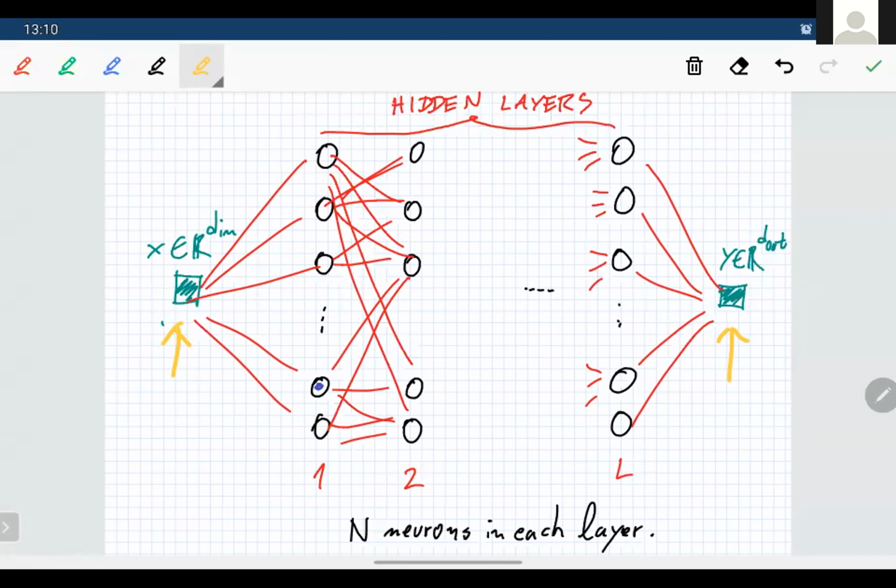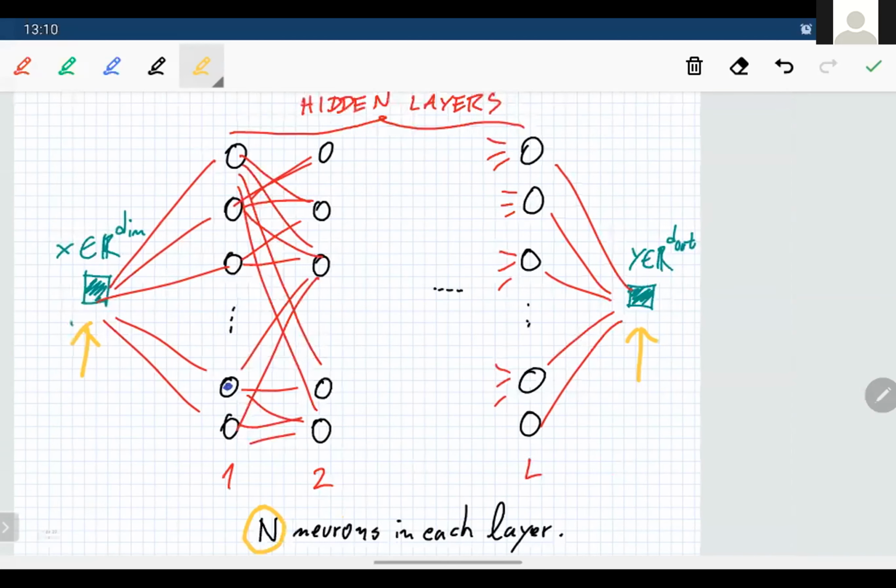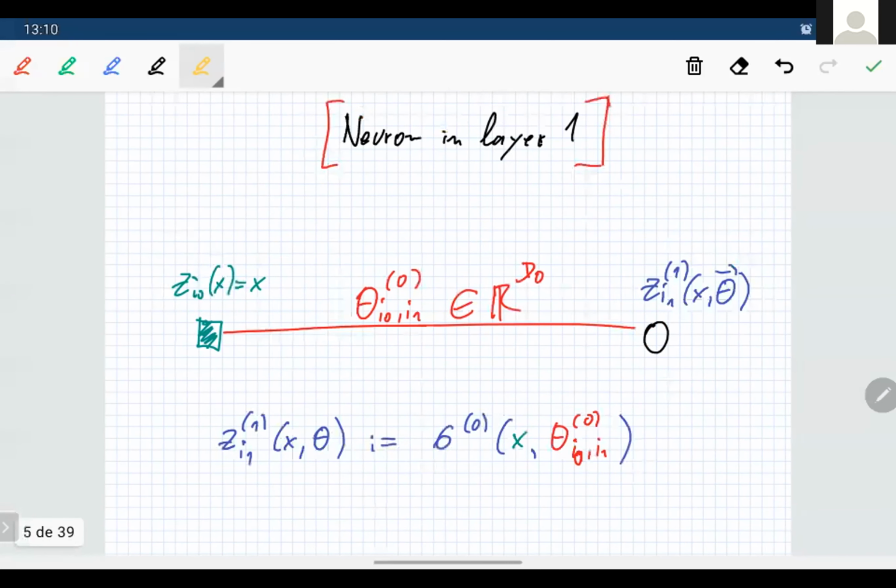Let me just say that these things are called neurons, and there are L layers of them and capital N neurons in each layer. So what happens with neurons in layer one? Well, remember you had this vector of parameters. You should think of it as something that's very high dimensional. You can say that big vector of parameters is a bunch of subvectors stacked together.